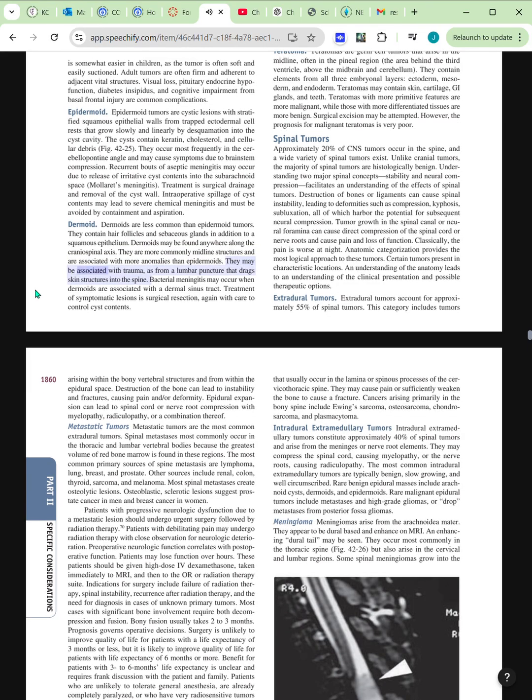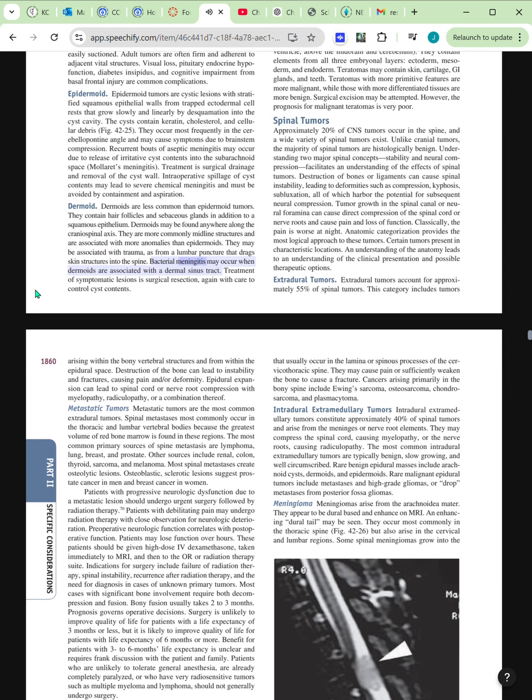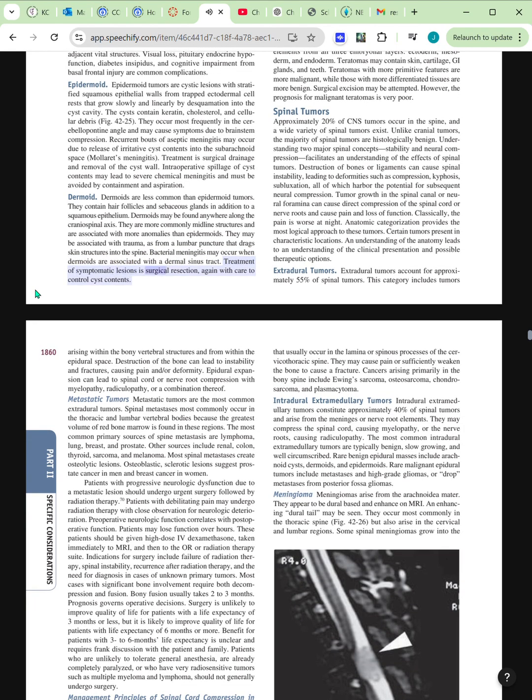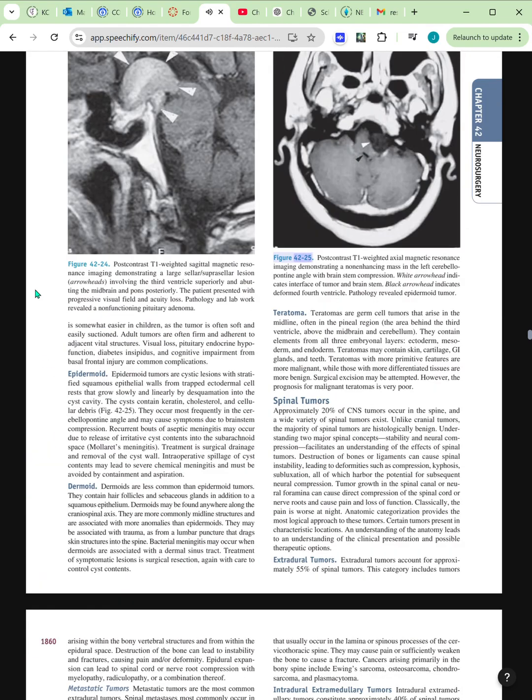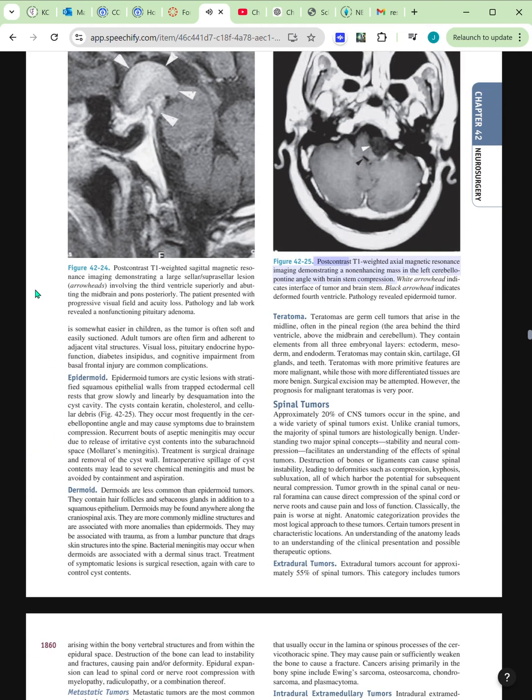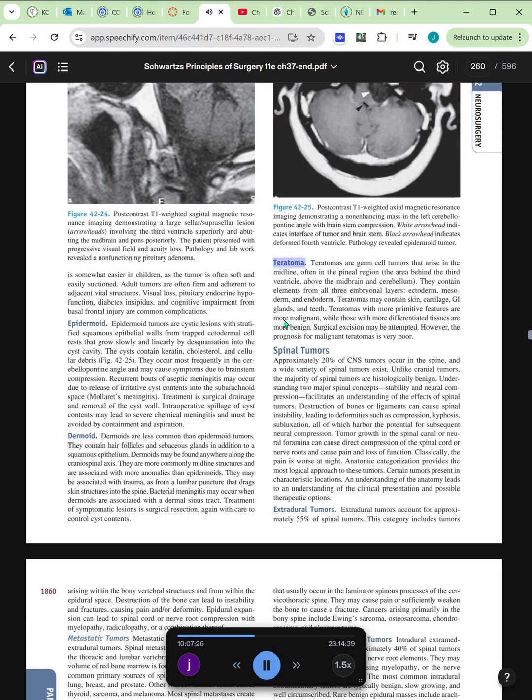They may be associated with trauma, as from a lumbar puncture that drags skin structures into the spine. Bacterial meningitis may occur when dermoids are associated with a dermal sinus tract. Treatment of symptomatic lesions is surgical resection, again with care to control cyst contents. Figure 42-25. Post-contrast T1-weighted axial magnetic resonance imaging.